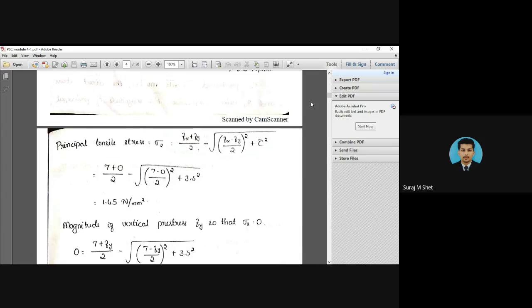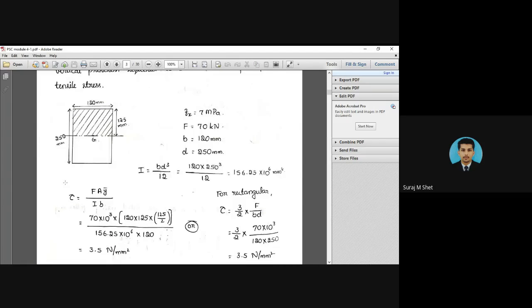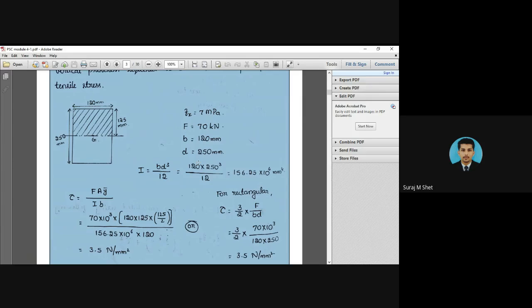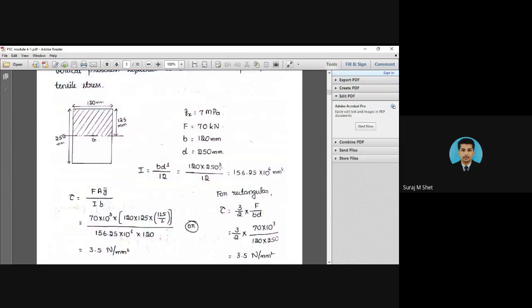So what is the formula to calculate tau? Tau is equal to F into A into Y bar divided by I into B. This is a rectangular section, so you already know the formula to calculate the moment of inertia: breadth into depth cube divided by 12. So breadth is 120 mm into 250 cube divided by 12, which is equal to 156.25 into 10 raised to 6 mm raised to 4. So this is the formula to calculate the moment of inertia, and I calculate the I value.